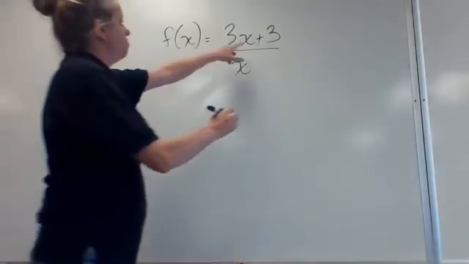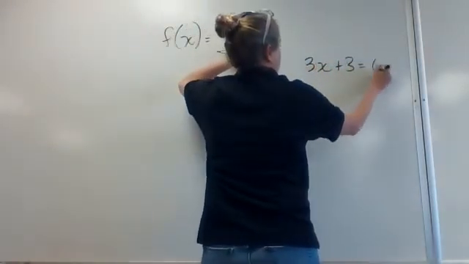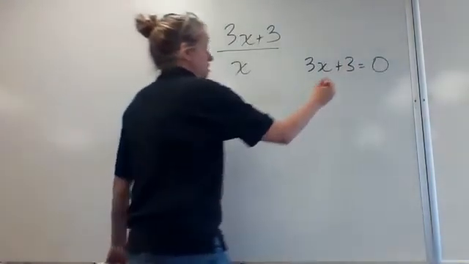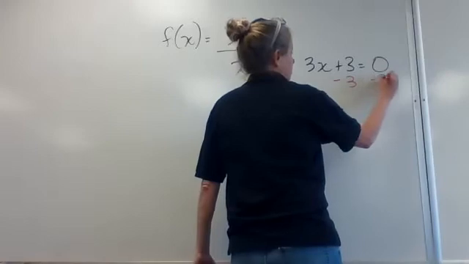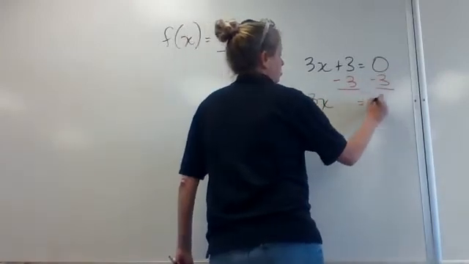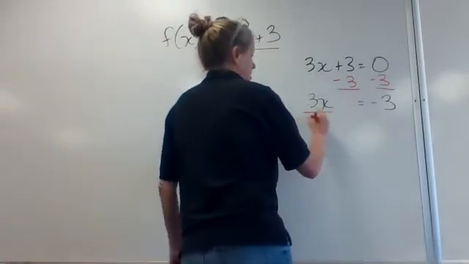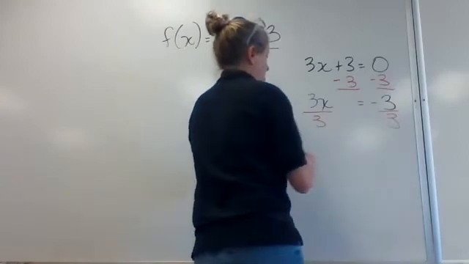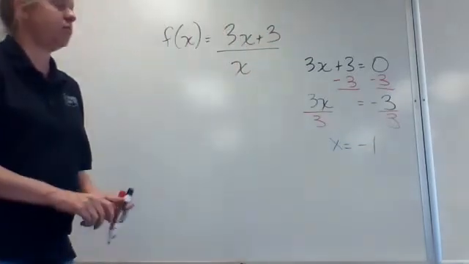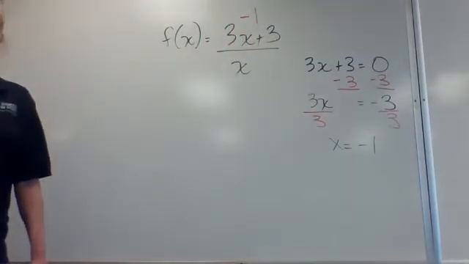So zeros of the numerator, all you're doing is setting it equal to 0 and solving it for X. So subtract 3's here. So 3X equals -3, divide by 3. So X equals -1. So -1 is the zero of the numerator.